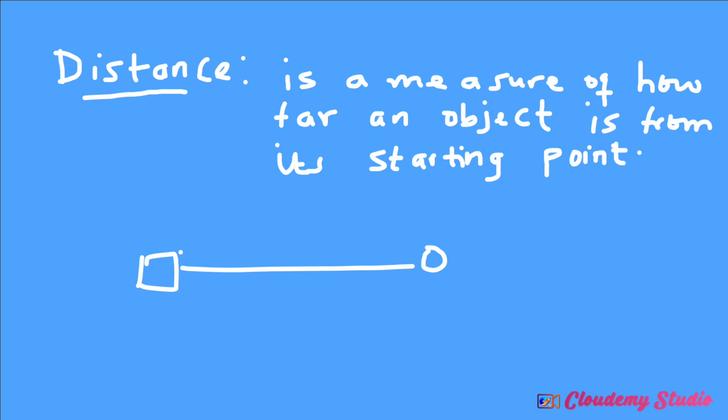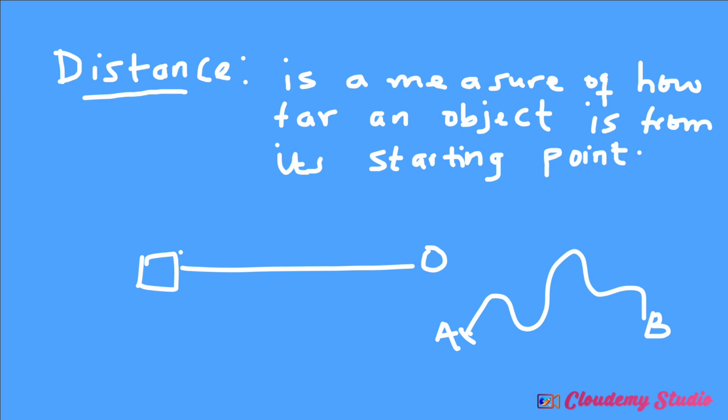Distance can be measured anyhow. It could be a snake moving this way, this way, this way. You could just measure the entire distance from this point A to this point B. So it doesn't have to be a straight line. It could be a bent line.